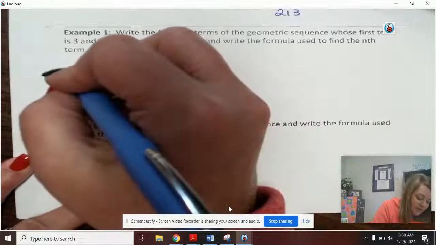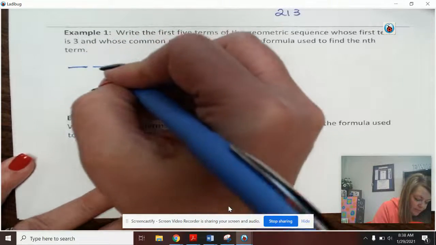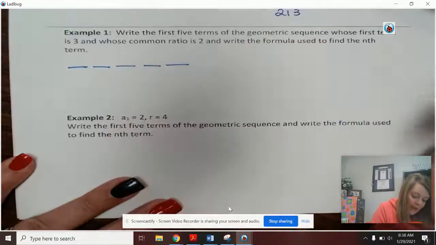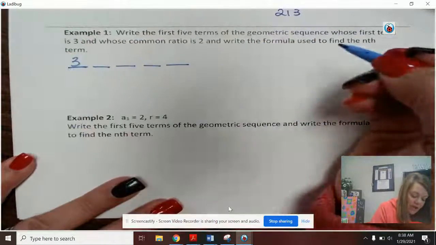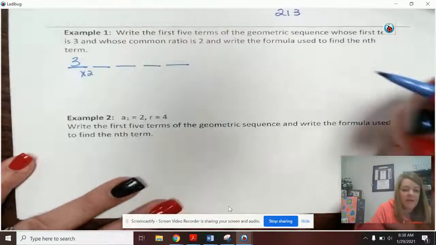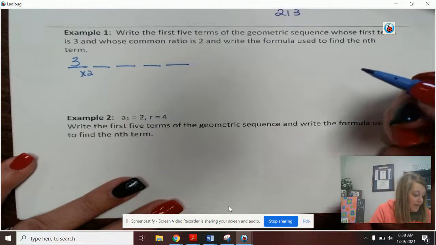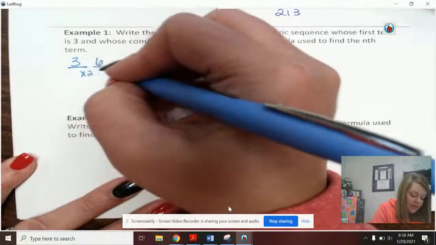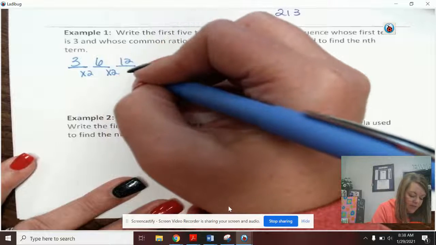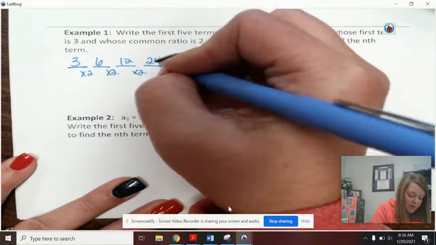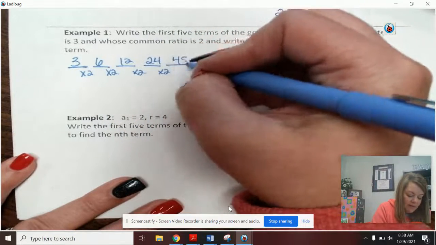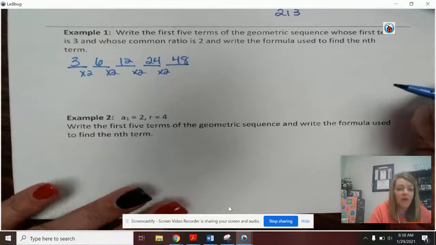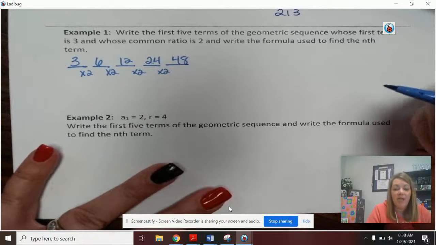So we're going to write the first 5 terms. And the first term is 3. And the ratio is 2. That means it's times 2 every time. So 3 times 2 is 6, times 2 is 12, times 2 is 24, times 2 is 48. Okay, so now I need to write the formula.